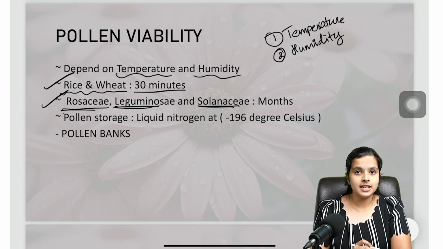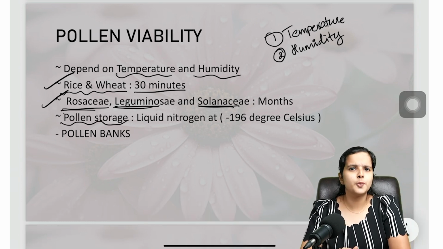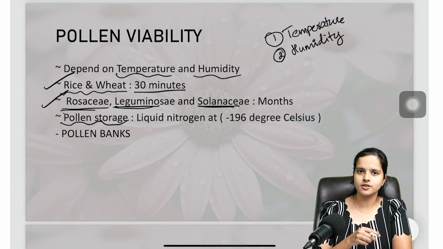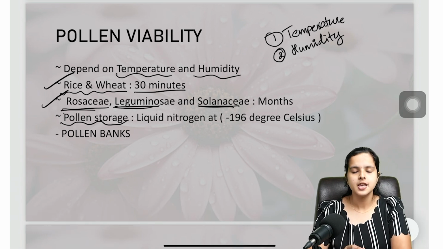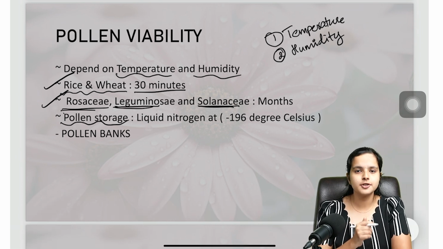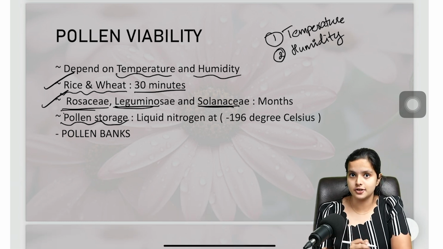Connecting to pollen viability, there is also one topic that we should discuss, that is pollen storage. What do you mean by pollen storage? Simply saying, a pollen can't be stored inside a fridge, or we can't collect it in a box and just store it. It will be destroyed. So if we want to store a pollen without its ability getting destroyed, then we have to store it in some special condition.